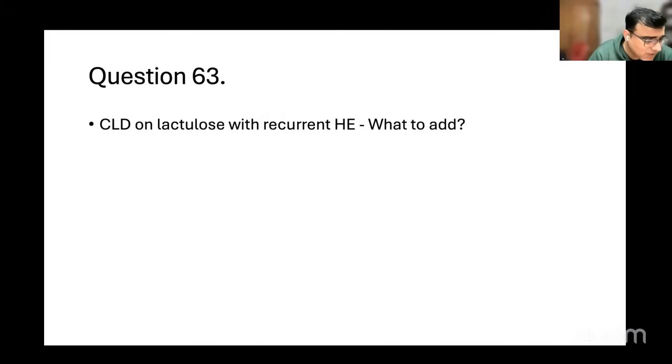The answer here would have been rifaximin, because it is not systemically absorbed, and according to the AASLD guidelines it reduces the risk of relapse in HE patients. So rifaximin becomes the correct answer here.